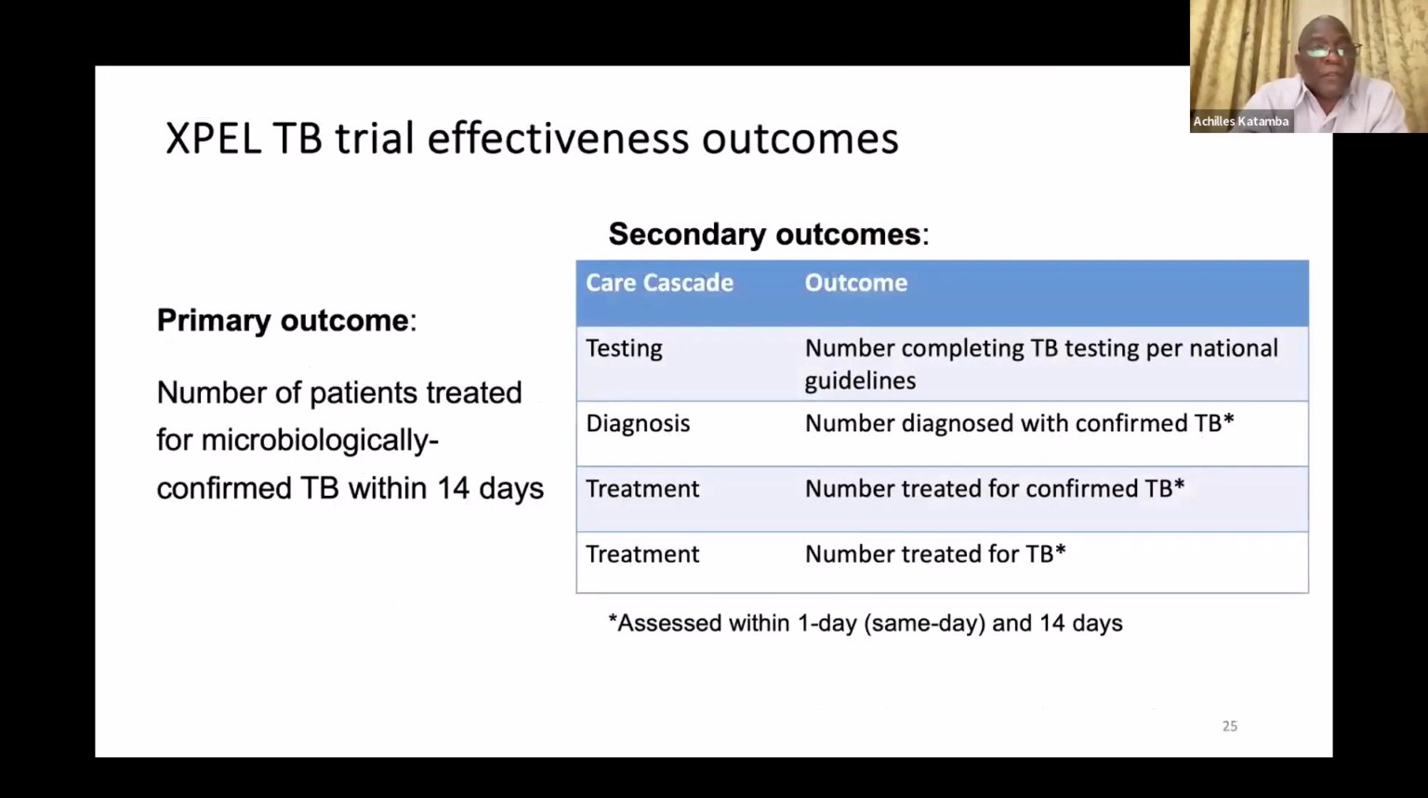Next slide. So the outcomes were both primary and secondary. The primary outcome was the number of patients treated for microbiologically confirmed TB within 14 days. And secondary outcomes, along the cascade of TB care, were number completing TB testing per national guideline, number diagnosed with confirmed TB, number treated for confirmed TB, and number treated for confirmed TB in 1 day and 14 days.